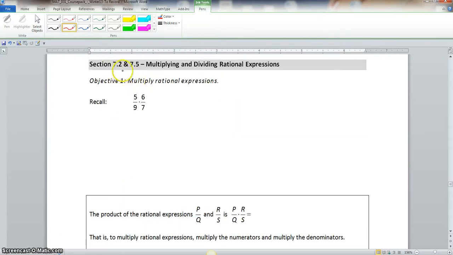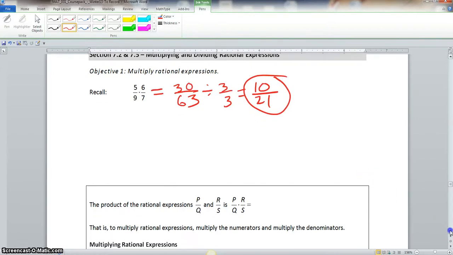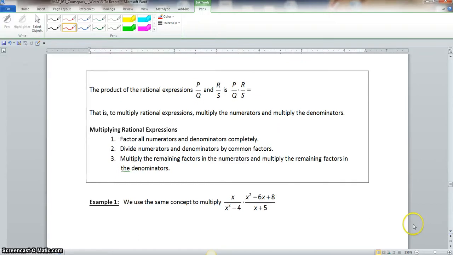Now we come to section 7.2 and 7.5. Multiplying and dividing rational expressions. Objective 1, multiply rational expressions. So let's go through this here. We could do 5 times 6 is 30, and 9 times 7 is 63. Now 30 and 63, both of these have 3 in common, and that will give you 10 over 21, and that's it.